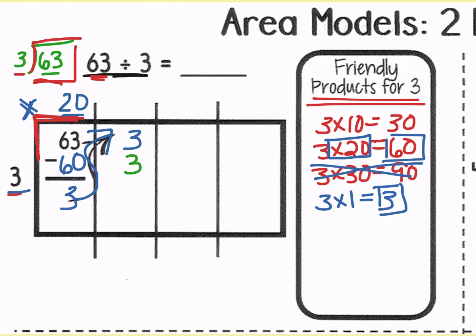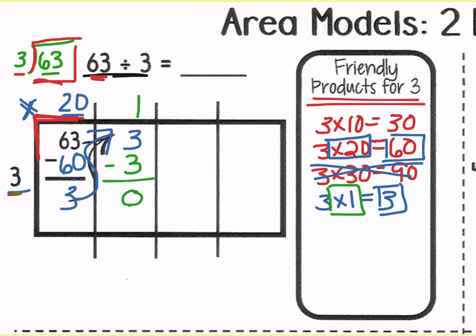So now I have 3 here. How did I get 3? Well, I multiplied by 1. So I'm going to put that 1 up here. And I'm going to subtract. Now, I would keep doing this process all the way until whatever I get when I subtract is at least smaller than this 3. And it is smaller.